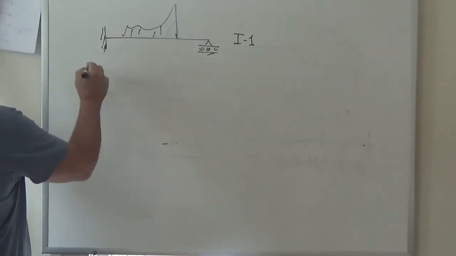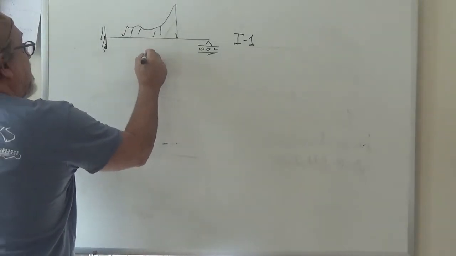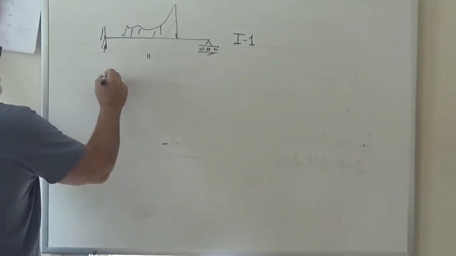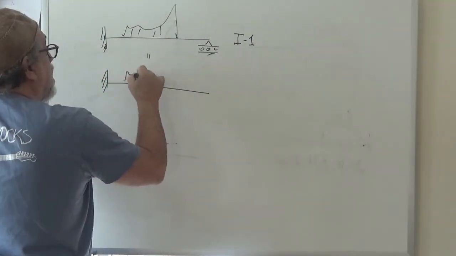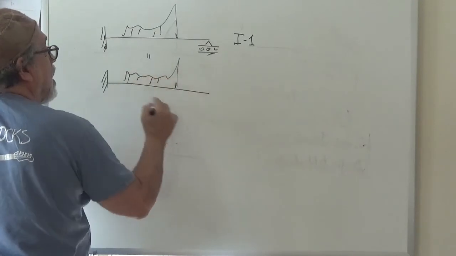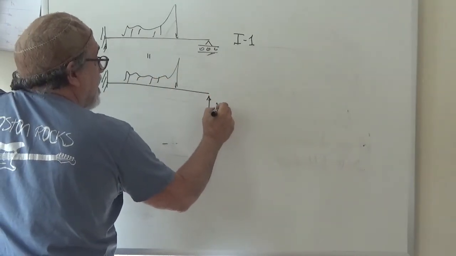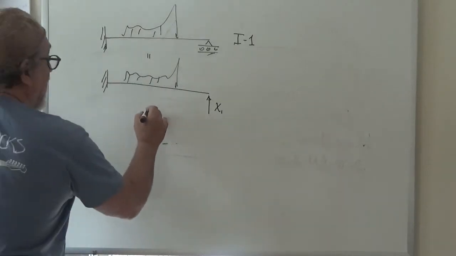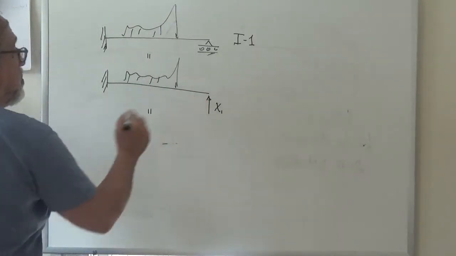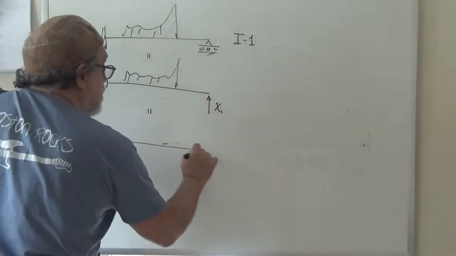Well, this is equal to this, right? And this is the redundant. The x's are called redundants, right? So I could say that it's equal to that. But I can also say, why use that one? I could use this one.